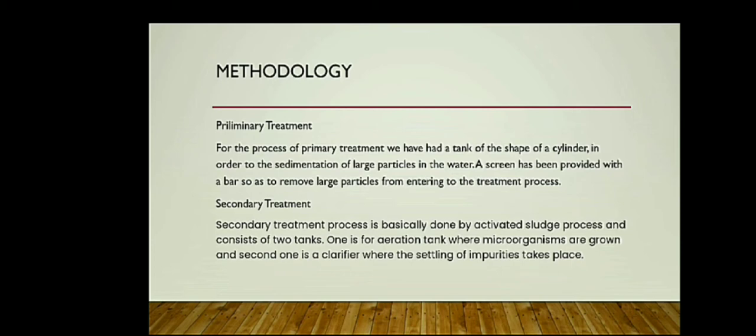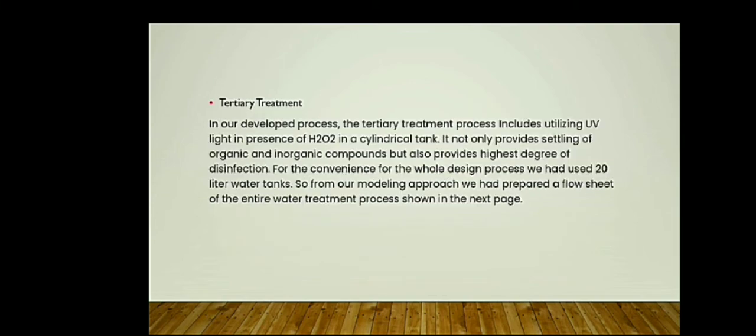Secondary treatment. The secondary treatment process is basically done by the activated sludge process and consists of two tanks. One is the aeration tank where microorganisms are grown and the second one is a clarifier where the settling of impurities takes place. Then tertiary treatment. In our developed process, the tertiary treatment includes utilizing UV light in the presence of H2O2 in a cylindrical tank, which not only provides settling of organic and inorganic compounds but also provides the highest degree of disinfection.